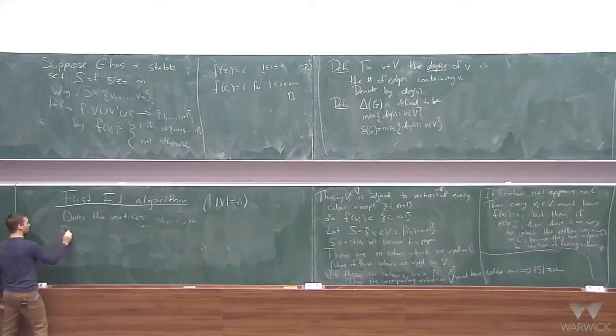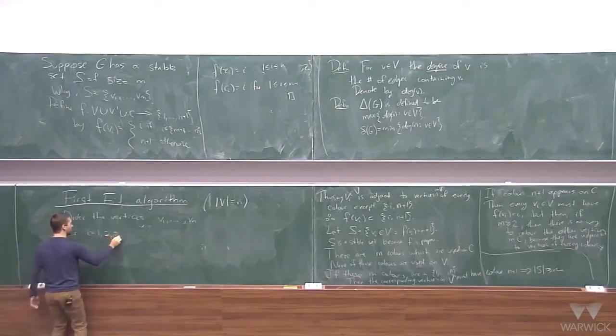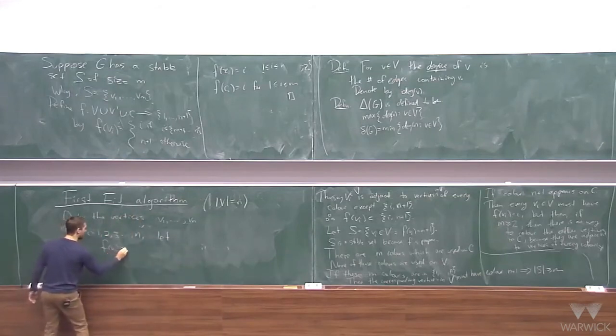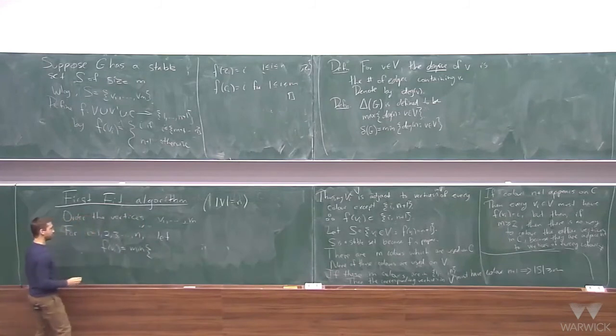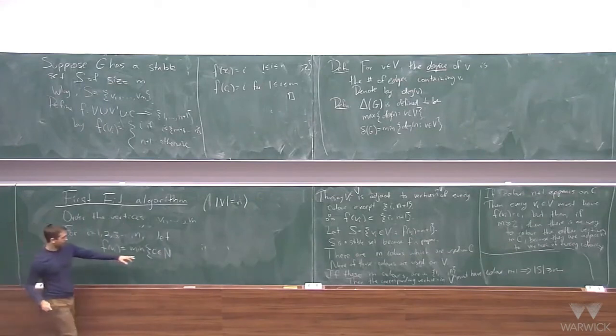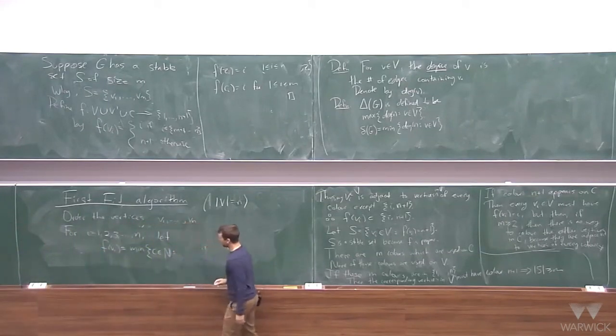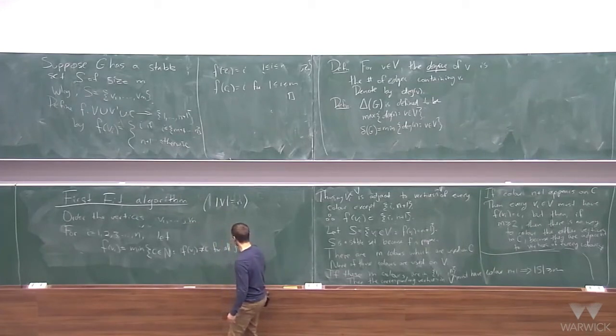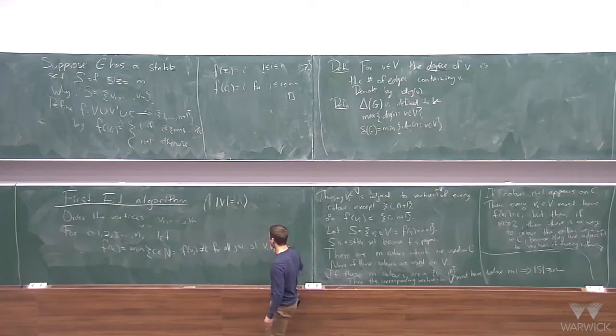And so one by one, for i starting at 1, and then 2, and then 3, up to n, let f of vi be the minimum color c, where c is an integer, such that f of vj is not equal to c for all j less than i such that vi vj is an edge.